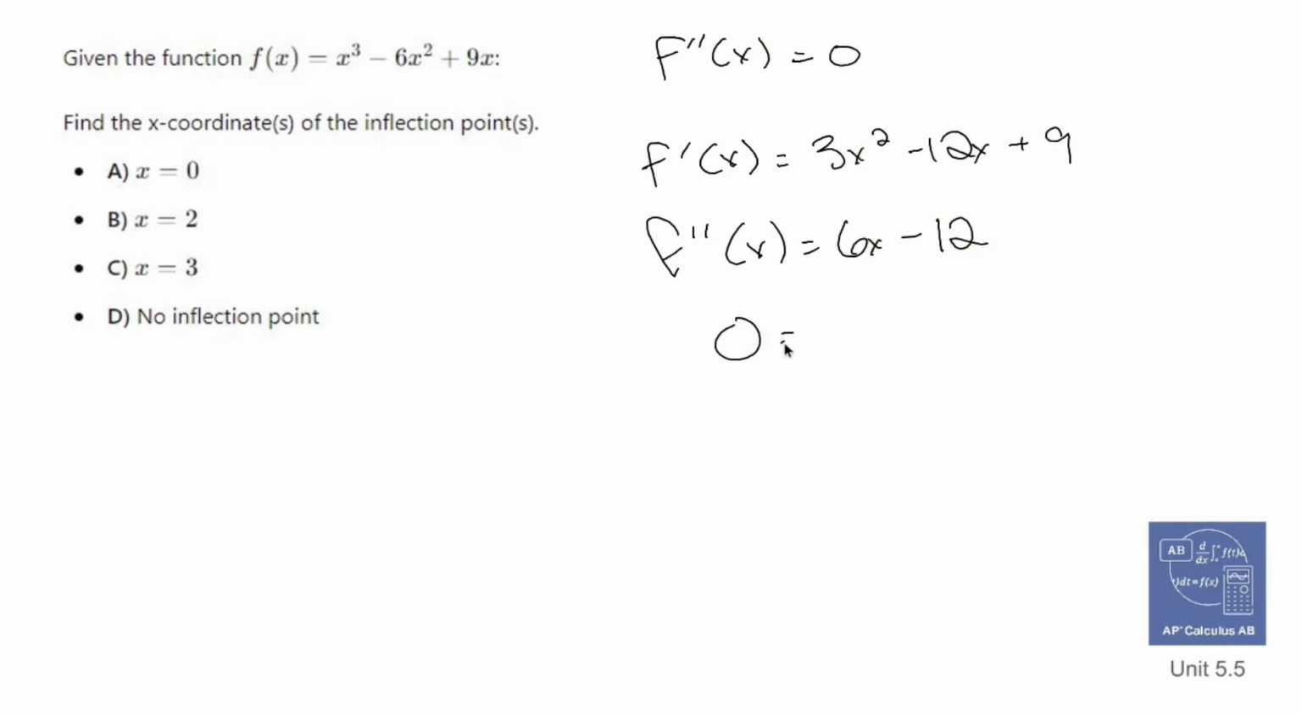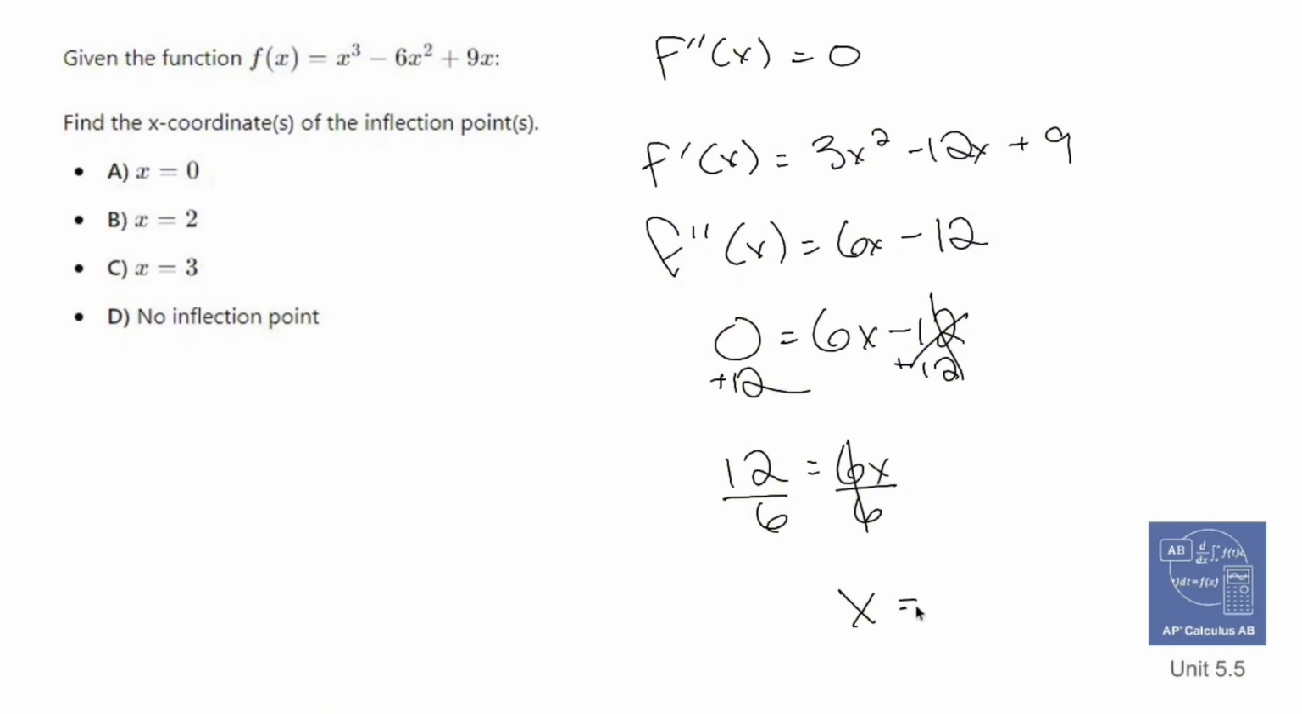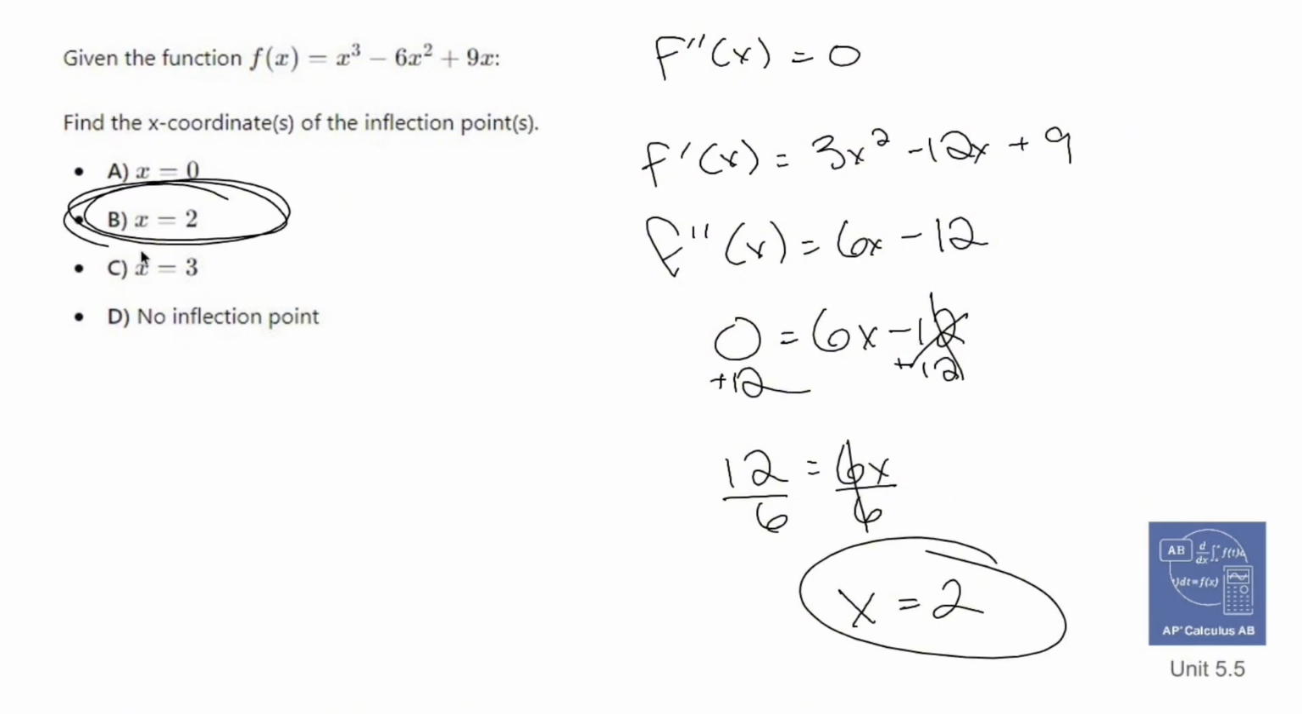Set that equal to 0. 0 equals 6x minus 12. Let's add 12. Let's add 12. Cross you out. 12 equals 6x. Divide by 6. Divide by 6. X equals 2. So my one and only inflection point is going to be at x equals 2.